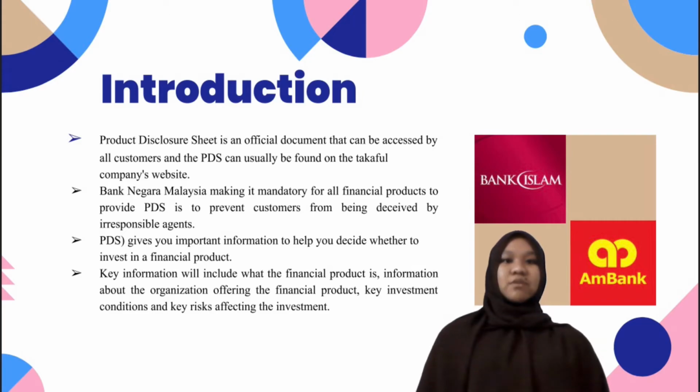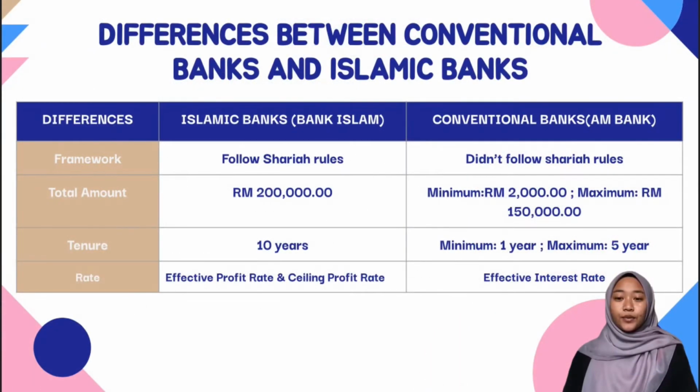Besides that, the items on the PDS, including the summary of important information for each type of financial product, are set out in law, so you can easily compare similar financial products. A summary of key information will include what the financial product is, information about the organization offering the financial product, key investment conditions, and key risks affecting the investment. Next, we will see the difference between the product disclosure sheets of Bank Islam and Ambank.